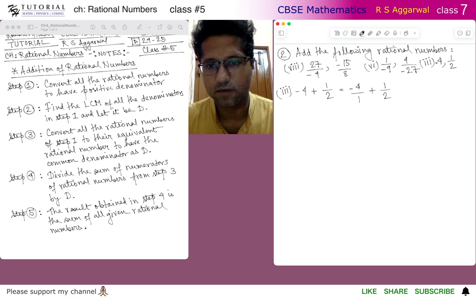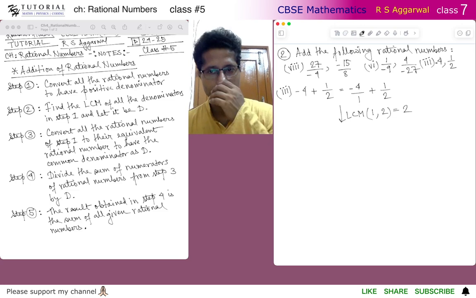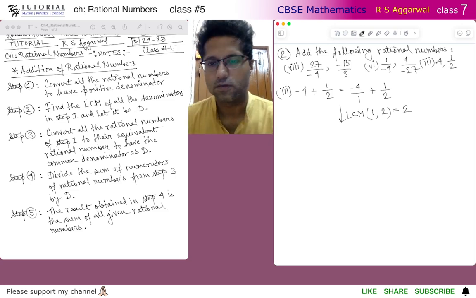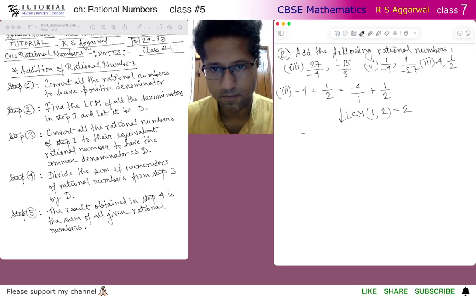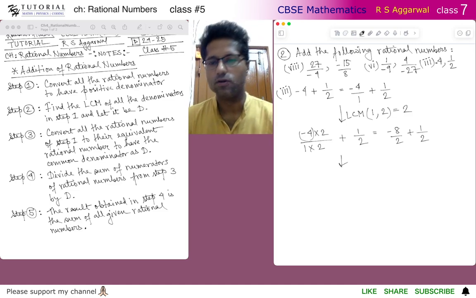Since the denominators are different, we have to find the LCM of all the denominators, that is 1 and 2, which is clearly 2. Now we have to convert the rational numbers to their equivalent form so that they all have a common denominator of 2. So minus 4 into 2 over 1 into 2, plus this remains the same, this is minus 8 by 2 plus half. So now we have the same denominator 2.